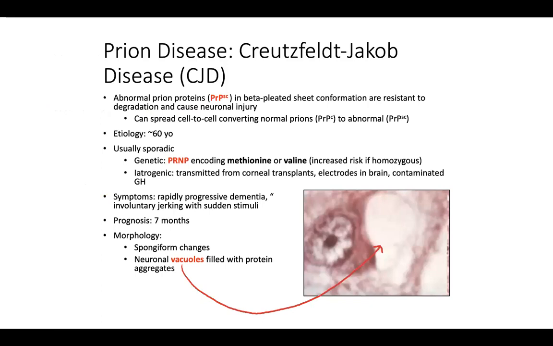Prion disease, we've talked about this before. Creutzfeldt-Jakob disease, CJD, is going to be abnormal prion proteins, PrPSc, beta pleated sheets. Genetic is going to be PRNP, encoding methionine or valine, and then neuronal vacuoles are going to be filled with protein aggregates. So we see these big vacuoles with Creutzfeldt-Jakob disease.